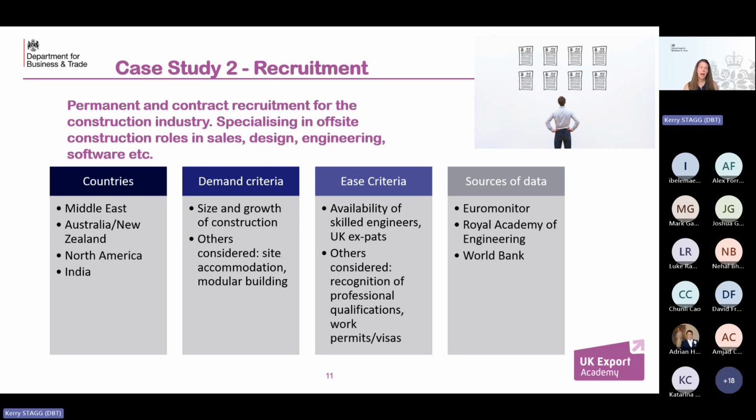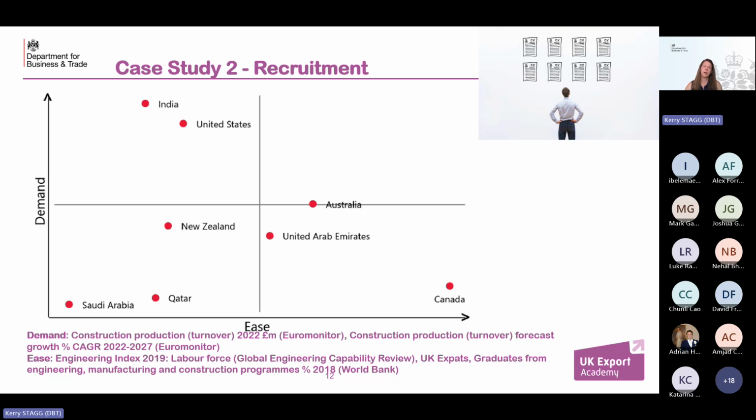In terms of ease, it was really thinking about the skills within the country. So did they have the right kind of skill level amongst engineers and so on? Also looking at UK expats because that seemed like an easy target for them, maybe initially in a market. Again, considered some other metrics around professional qualifications, work permits and visas, but that's quite difficult to quantify in the way that this model works. So our sources of data then were Euromonitor, the Royal Academy of Engineering, and the World Bank. And this is what our chart looked like.